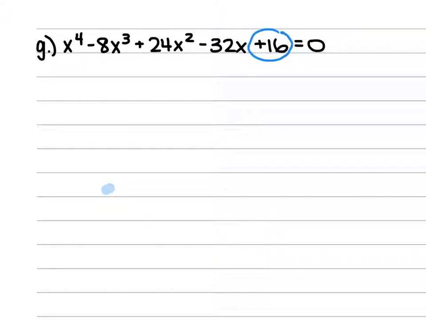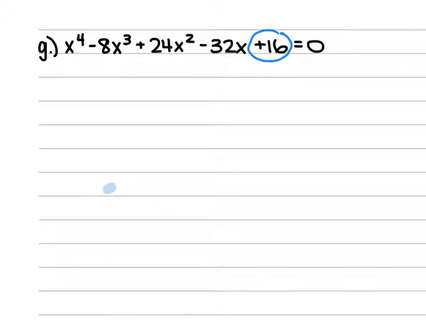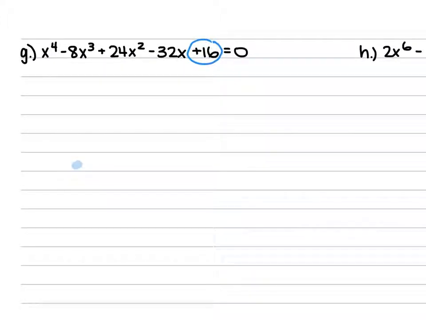Remember that constant term? That's our key right there. And luckily, 16 is not a huge number. If it were a huge number, there'd be more factors. So let's come up with some factors of 16 to see if we can narrow down what the factors could be. What things can I multiply to get 16? 1 and 16, 2 and 8, 4 and 4.